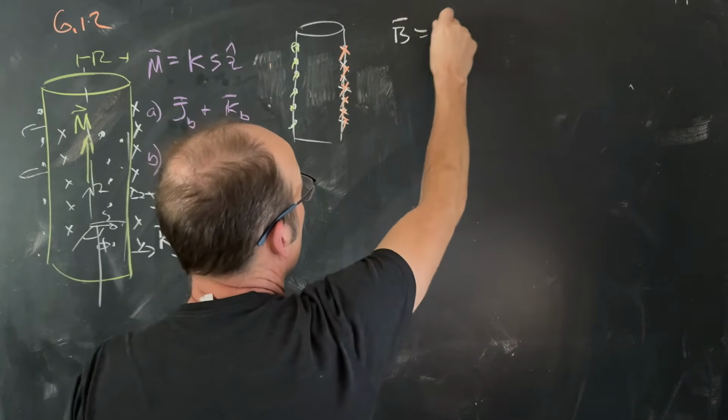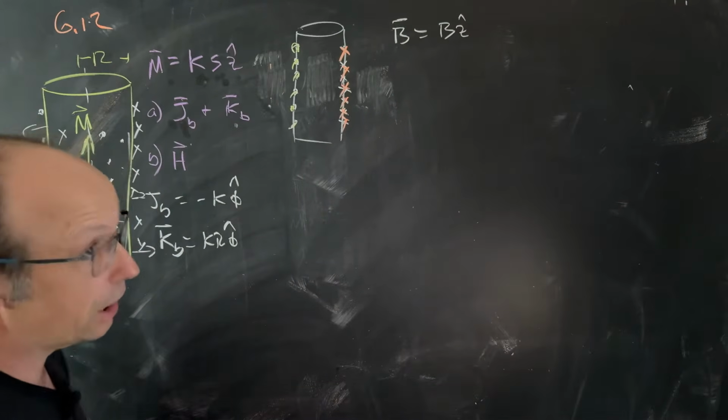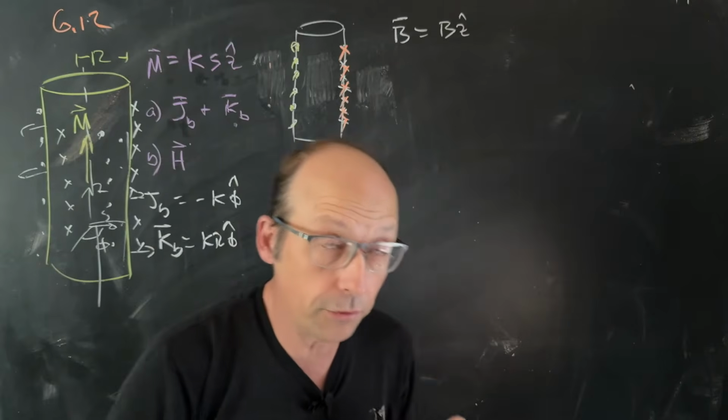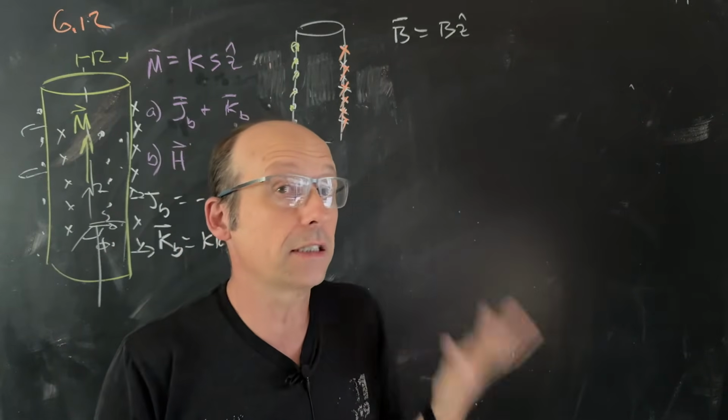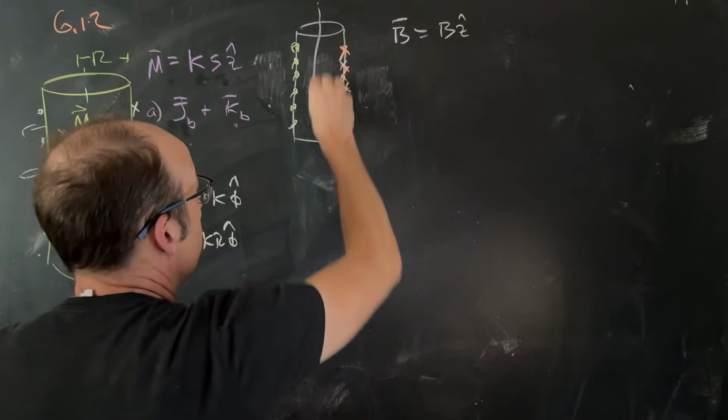B is B z hat. I know it's in the z hat direction. I've just said that. If you want to use Ampere's law, you have to utilize the symmetry of the situation. We have to. Okay. So now let's just say, here's the center.